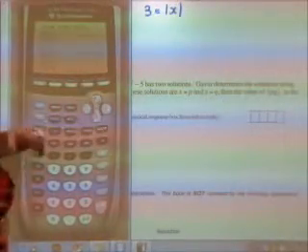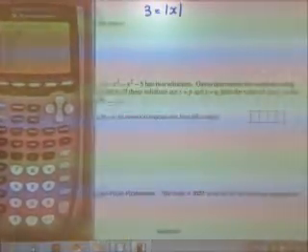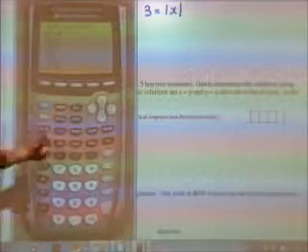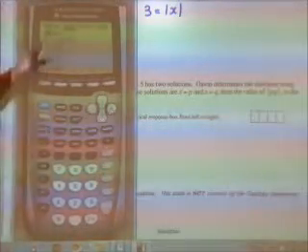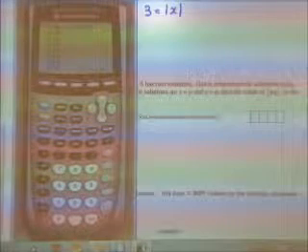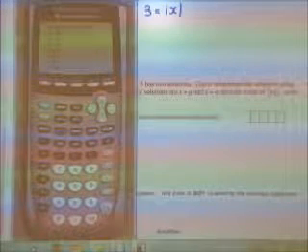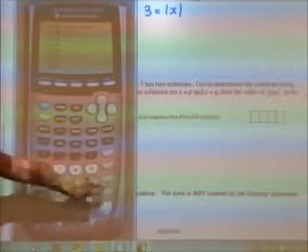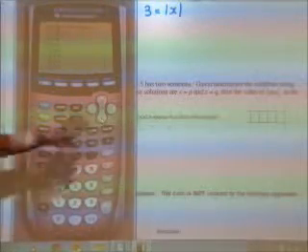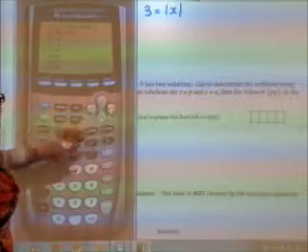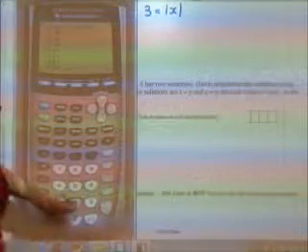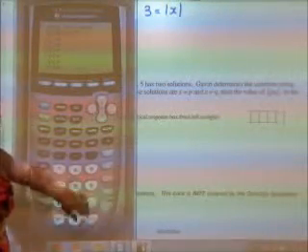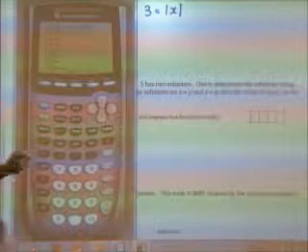So to get that absolute value of x minus 2, it's math, and then over to number, and it's ABS. Depending on your calculator, it just might put ABS open bracket, or it might change it into the bars. So there's my x minus 2. Minus 2. And then x squared minus 5.